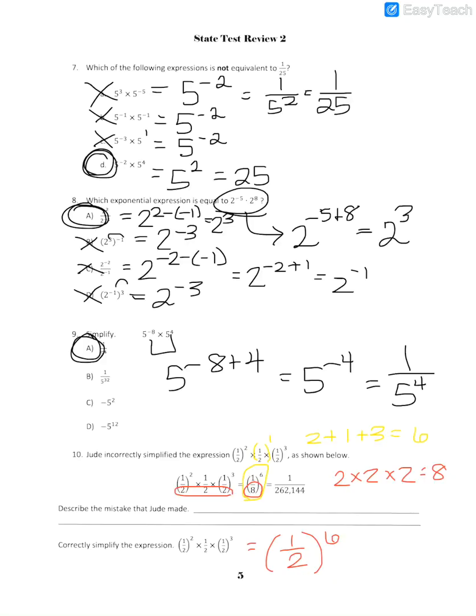And then here, describe the mistake. Jude multiplied the bases. And you're not supposed to do that. You're supposed to keep them the same.